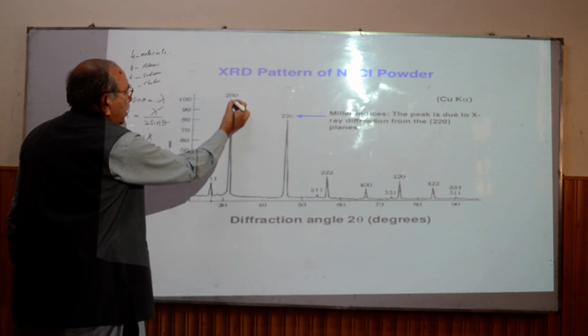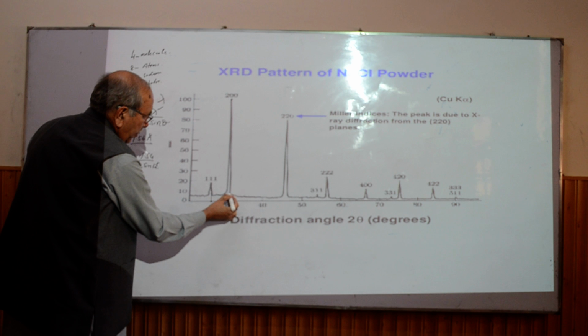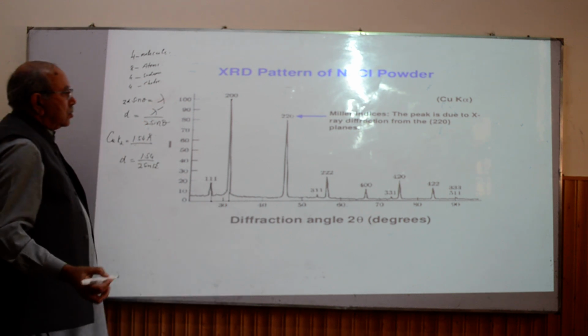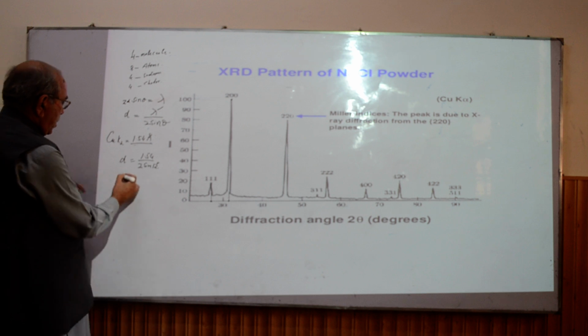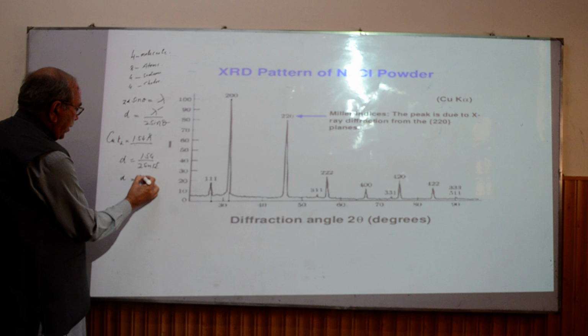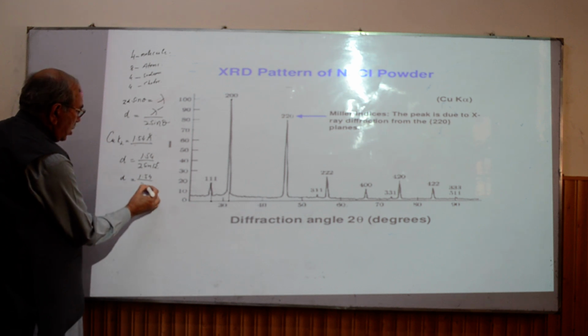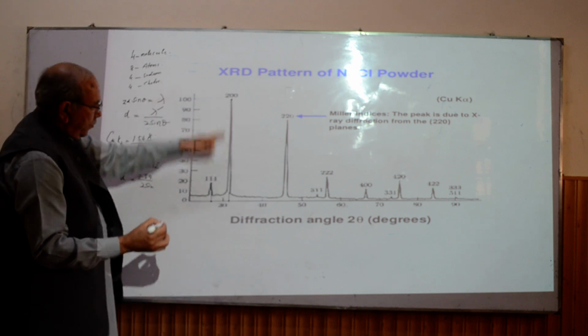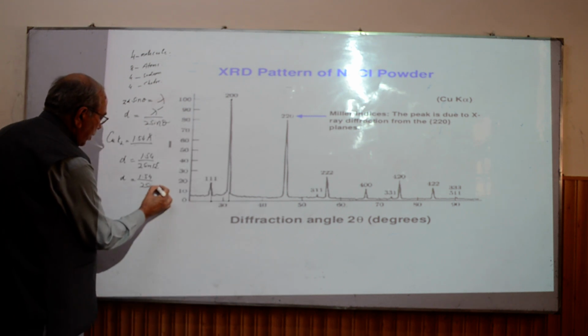Similarly, this is another peak which is appearing at an angle of, say, 35 degree. So I can use again d is equal to, this will be a different value, 54 divided by 2 into sine of 35 divided by 2, which will be 17.5.